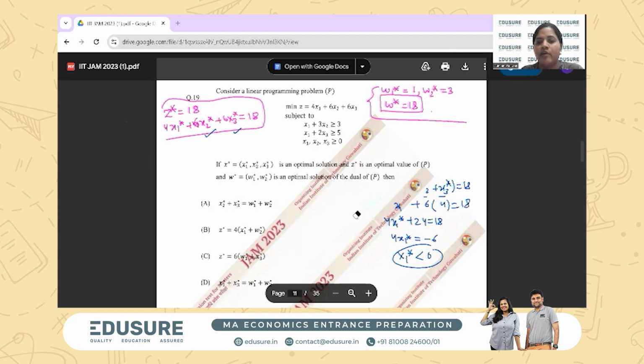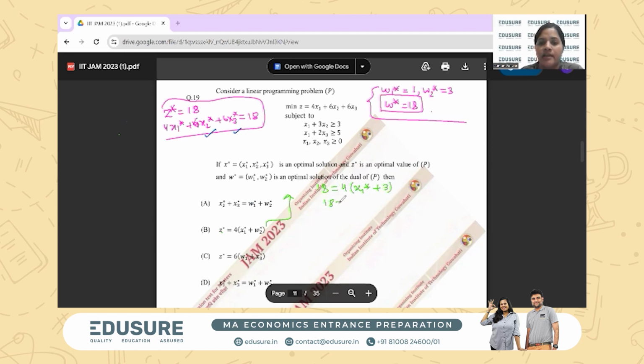Again, let's look at the second option. Let's try to look at its possibility. Suppose this condition is true: Z star is equal to 4x1 star plus w2 star. Now my Z star is 18, so 18 equals 4x1 star plus w2 star. W2 star is 3, so we will have 18 equals 4x1 star plus 12. So 4x1 star equals 6, and x1 star equals 3 by 2.